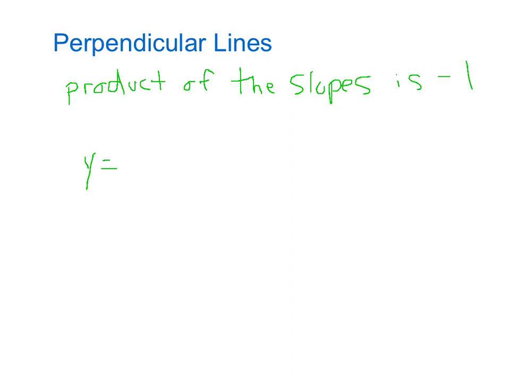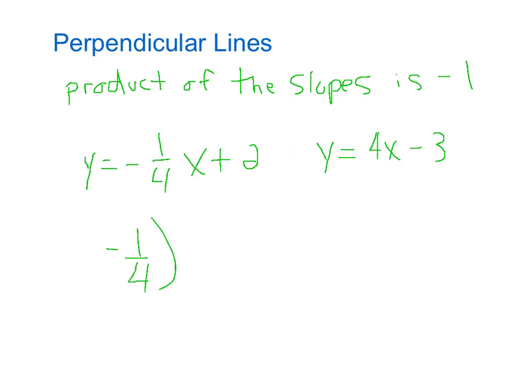So if we had two equations, let's say we had y equals negative 1/4 x plus 2, and say we had y equals 4x minus 3. Look at their slopes. We've got negative 1/4. We want to multiply it by the other one, 4, and if we wrote that as a fraction, 4 and 4 over 1 is the same thing. We just multiply straight across. Negative 1 times 4, and the numerator is 4. The denominator, 4 times 1, is 4.